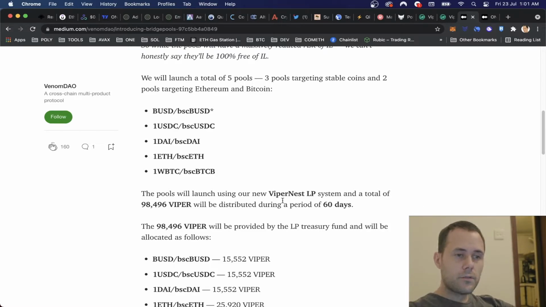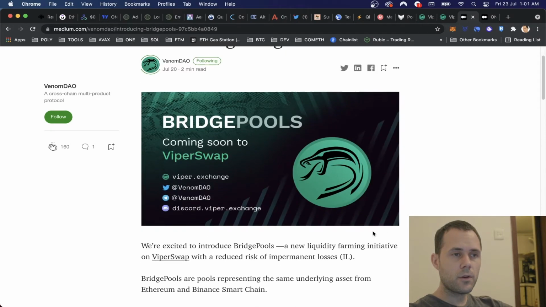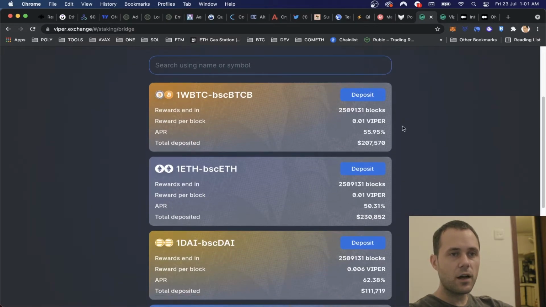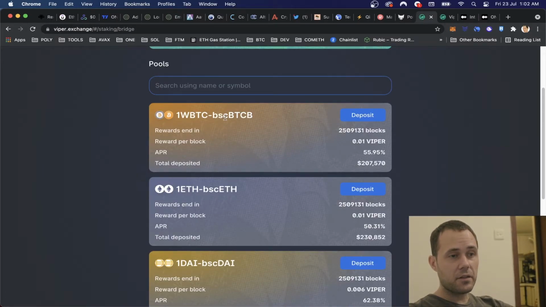It's using their new Viper Nest LP system, and a total of 100k Viper will be distributed during a period of 60 days, so only 60 days. When is this? July 20th, so this started like 3 days ago. So probably there's not much deposited in here at all. If you're a stable coin kind of guy, actually, if you're a Bitcoin kind of guy and you've got some stuff on Harmony, this looks really good, you know. Yeah, that looks pretty good.